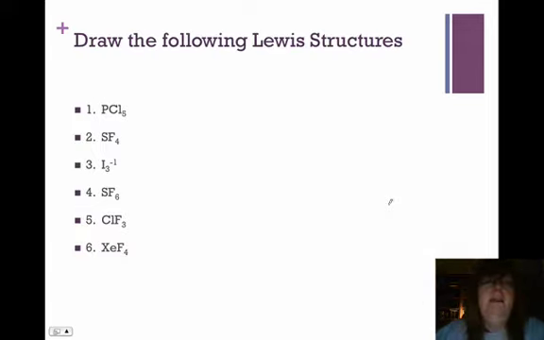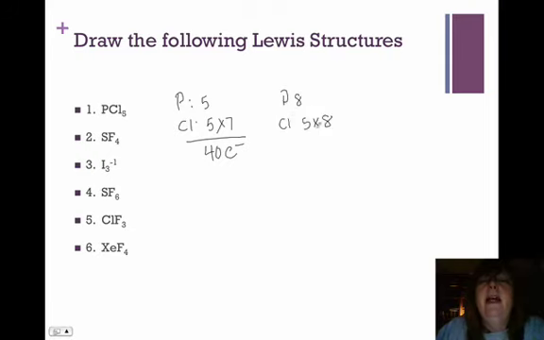Let's go ahead and draw PCl5. We're going to pretend like we don't know it's an expanded octet. All right, so phosphorus has 5 valence electrons. Chlorine has 7 valence electrons, and we have 5 chlorines. For a grand total, we have 40 electrons. Phosphorus would love 8, and so would all 5 of those chlorines. And so that brings us to 48.